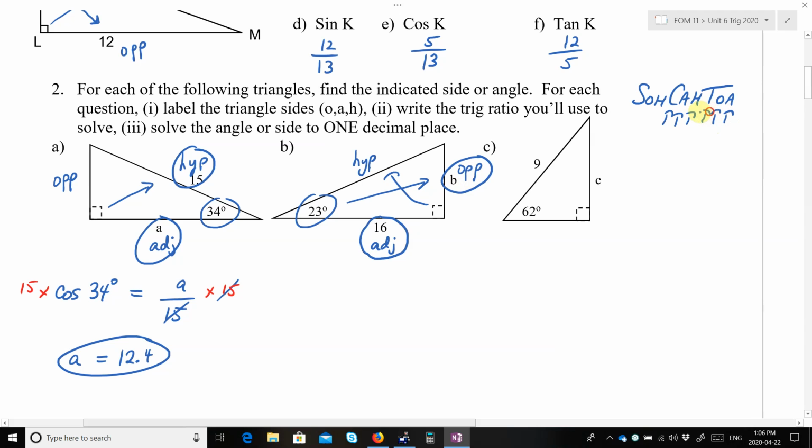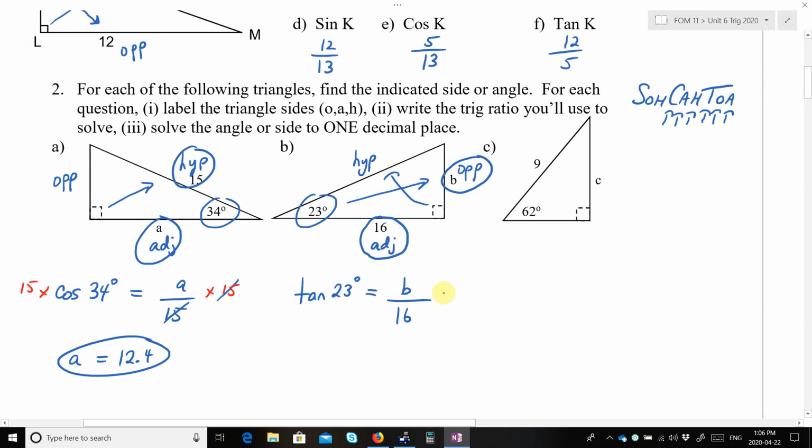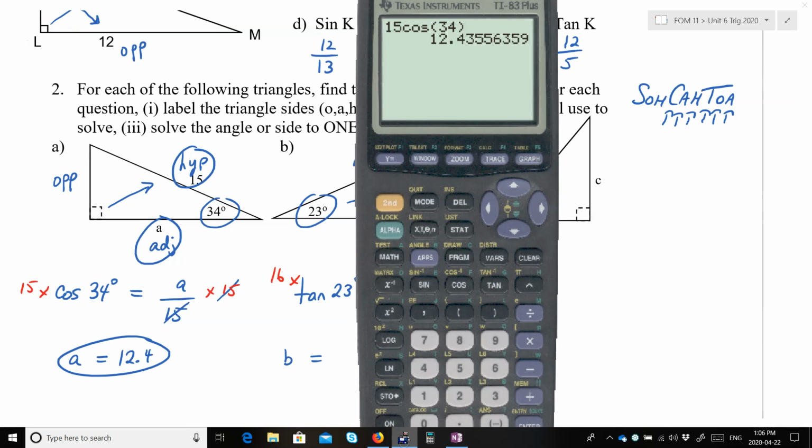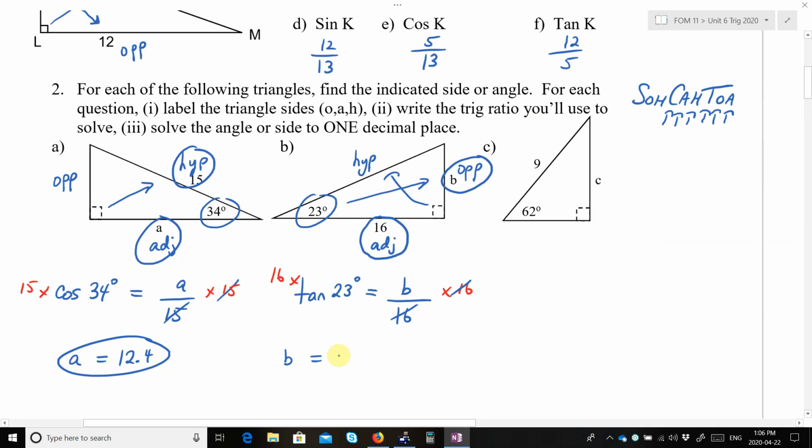Opposite and adjacent comes from tan, so you just go tan of 23 degrees is equal to, the opposite is B, that's what we want to find, the adjacent is 16. And we solve this little trig equation for B. B is being divided by 16, so I simply multiply both sides by 16. And I'm going to get, B is now by itself, it is 16 times tan 23. 16 tan 23, and we get 6.8 to 1 decimal place. And there's no centimeters or anything like that, so we'll just write it as 6.8.